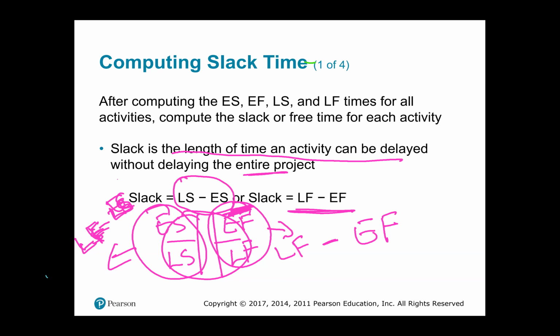If your friend is using the late start minus the early start and you're using the late finish minus the early finish, you must get the same response. If you're getting different responses, there is an error there, right? So whichever pair you use, you must get the same response, okay?